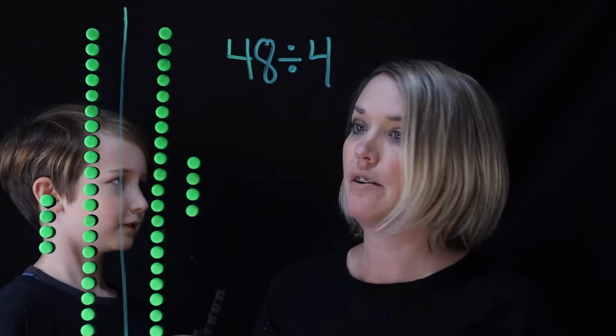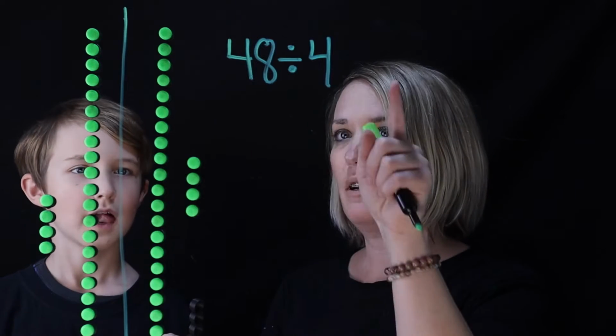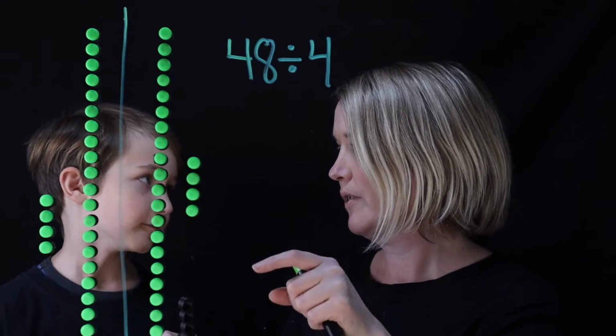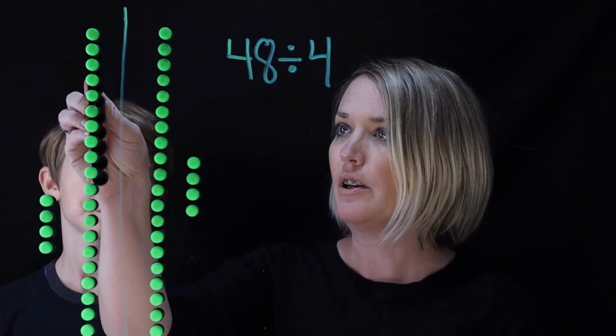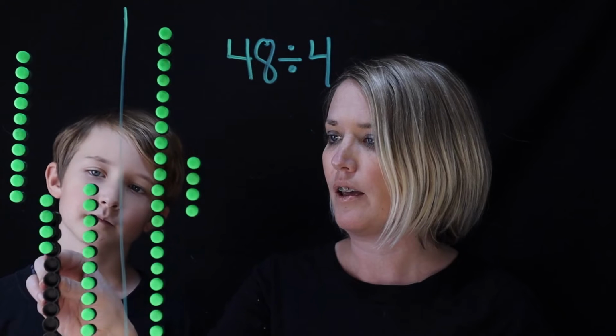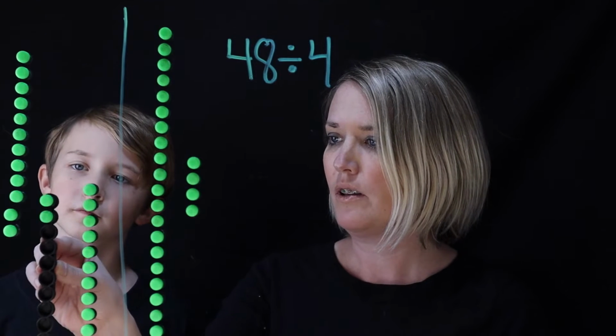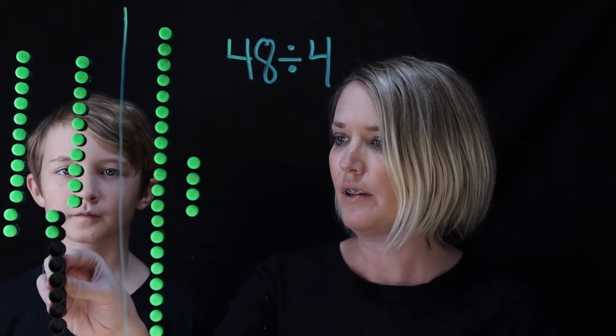We need 4 equal groups, not 2 equal groups, right? Yeah. So 48 divided by 2 gave you 24. 24 divided by 2 will give you? 12. Okay, so I'm going to take 10 and I'll take 2 of these. And I will move this up so that people can see it.